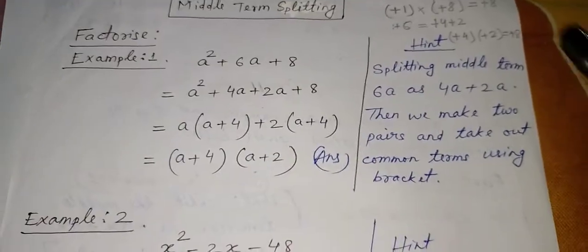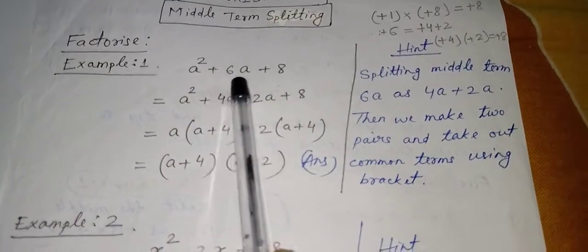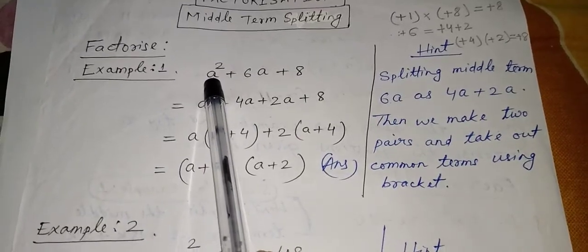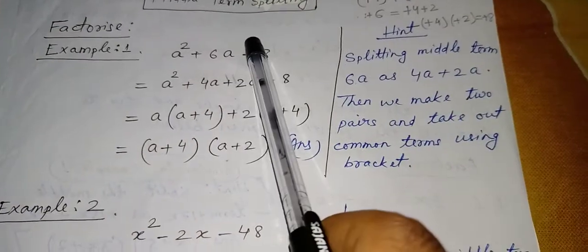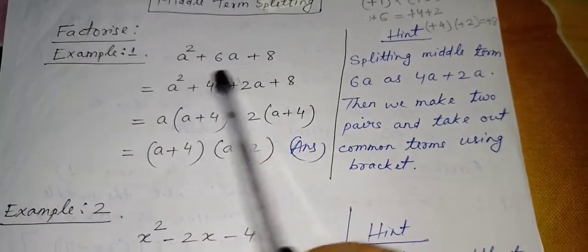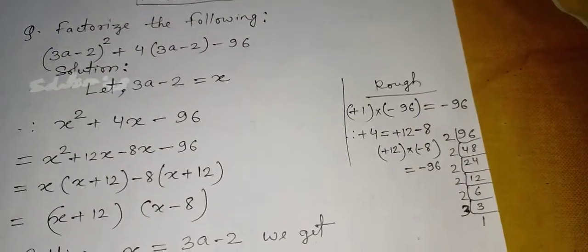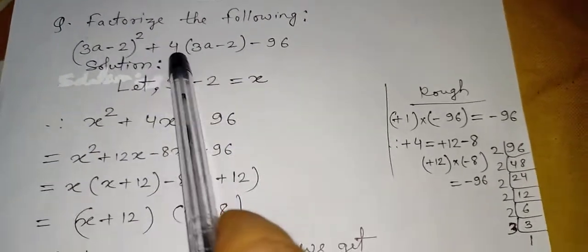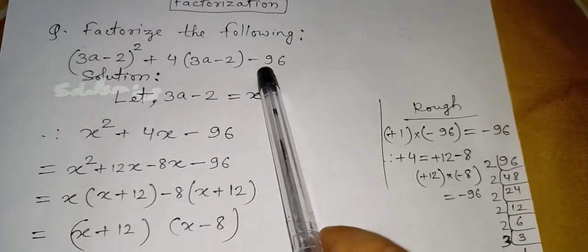First of all, I will show you the question which I explained yesterday in my last video. My question was a square plus 6a plus 8. You can see there is a square, that means the variable a has got a square. The next is 6a, where there is no square, only a. This kind of question can be solved by middle term splitting. But today the question is very different. There is (3a minus 2) whole square, and then plus 4 into (3a minus 2). So the question is very different from yesterday.